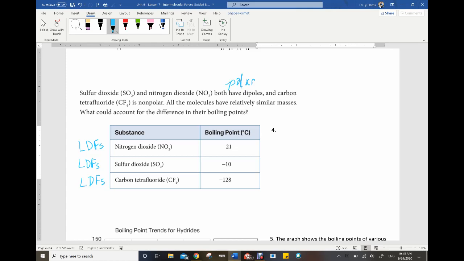But they did tell us that nitrogen dioxide and sulfur dioxide were polar. And that explains why both of their boiling points are higher than the nonpolar carbon tetrafluoride. Because they're polar, they're going to have dipole-dipole forces. But we've got to figure out now, why does NO2 have stronger forces than SO2? So let's take a look at this right quick. So we've got SO2 here, kind of just briefly sketch it out. NO2.